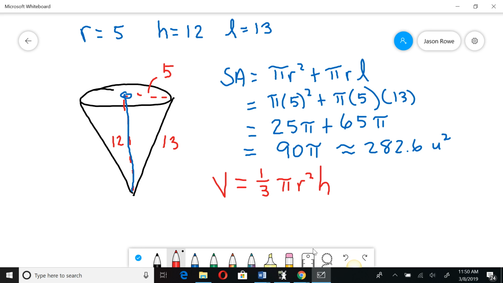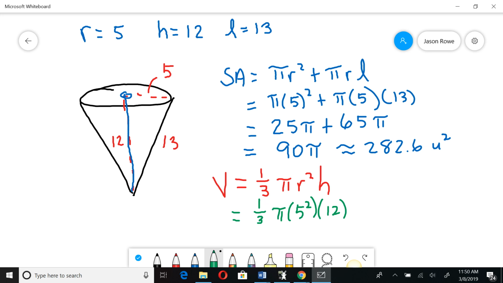Because if you notice right here, pi r squared times the height, that's the formula that we looked at when we looked at volume of a cylinder. And so 1/3 handles the fact that it takes 3 to fill it up. So here is the formula. So we're going to substitute 1/3 times pi times the radius squared, which is 5 squared, times the height, which is 12.